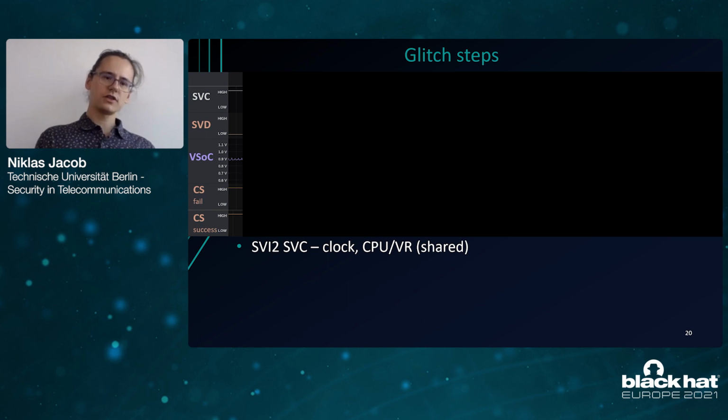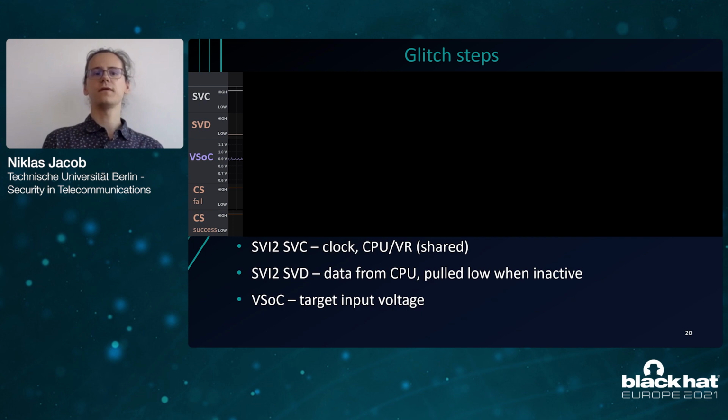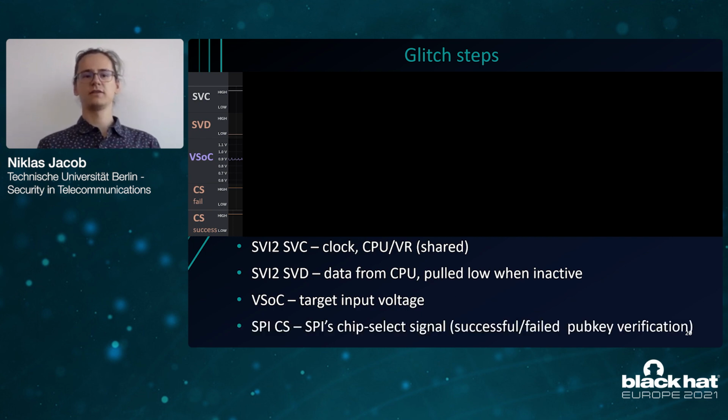So now that we've seen the setup, let's go through one cycle of our glitch attack. You can see here logic analyzer traces. At the top, two traces are the clock and data line from the SPI2 bus. Afterwards, you can see an analog trace of the actual voltage being applied to the AMD SoC. And on the bottom, you can see two chip select lines, one from an attempt where our attack actually succeeded, and one from an attempt where the key was rejected.